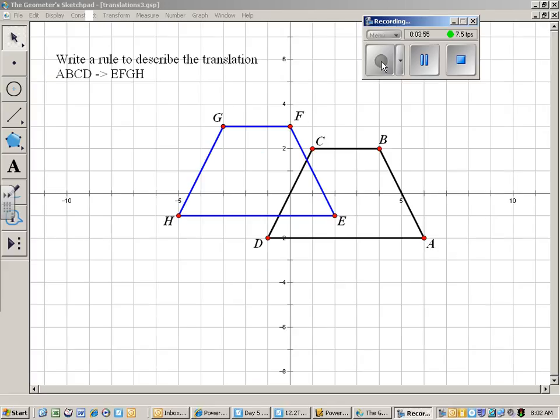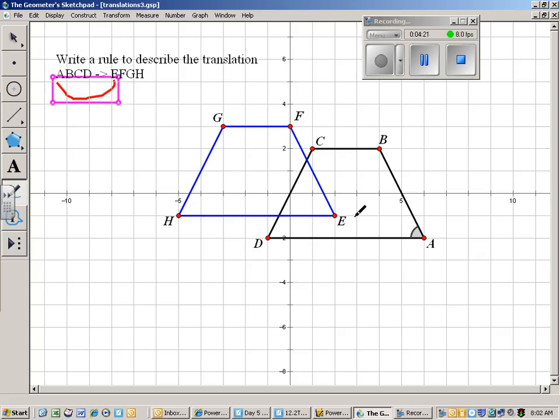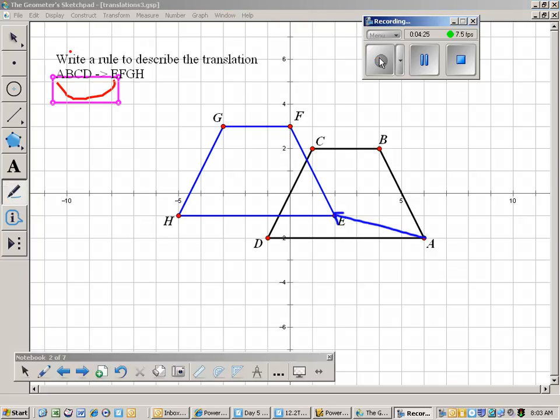In the next example, we're looking at an actual figure. So it says write a rule to describe the translation from ABCD to EFGH. So what we're looking at there is actually taking us point to point. So A is going to point E because they follow the same line. So A is going to E. So this tells us that we have to start at A and go to E.